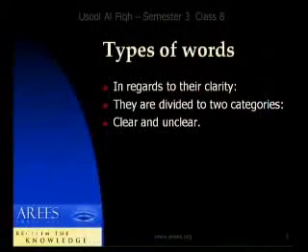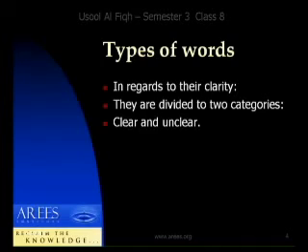Now we will talk about the types of words, because we are dealing with words. We are dealing with text. Text is composed of words. What are these words? There are different categories. The first category is in regards to clarity. We have two categories, clear and unclear ayat. Now remember again, the clear ayat or words don't really need that much from you. What needs a lot of work from you is the unclear.